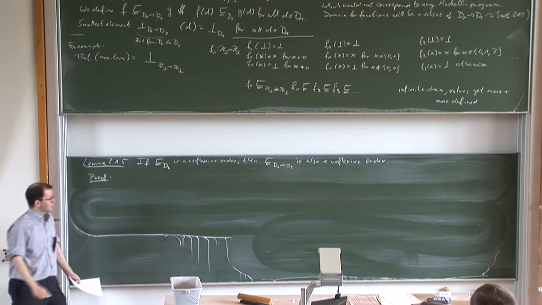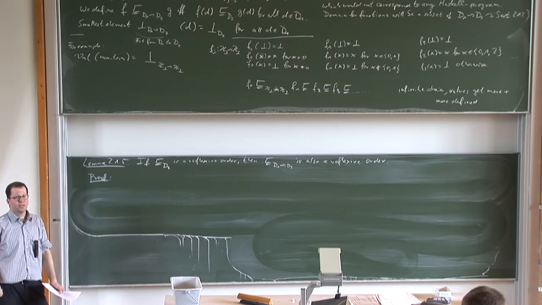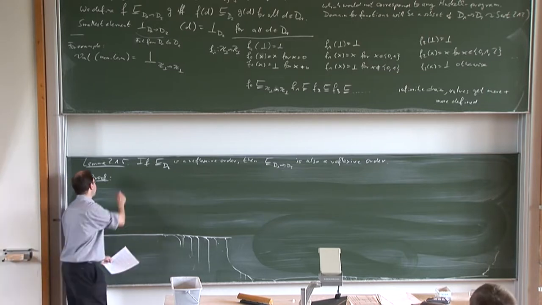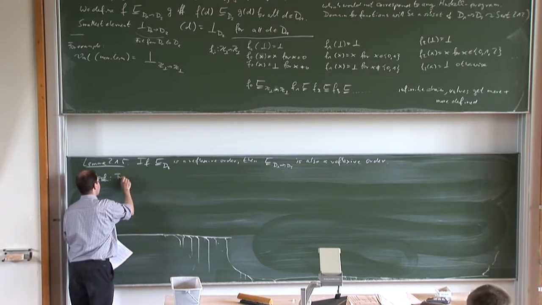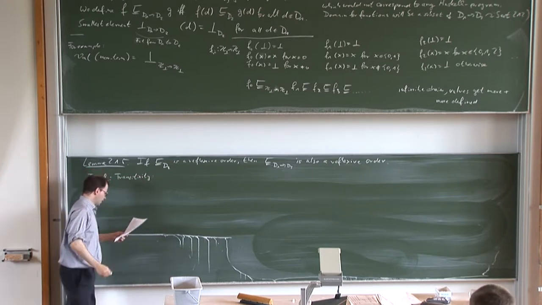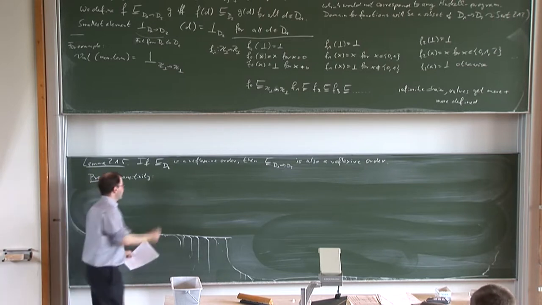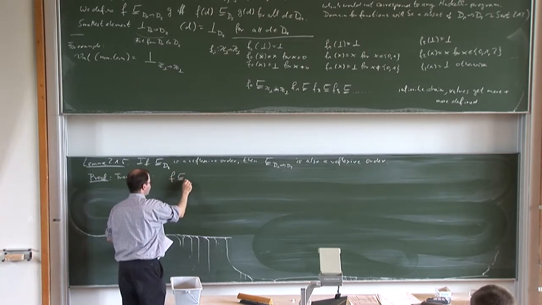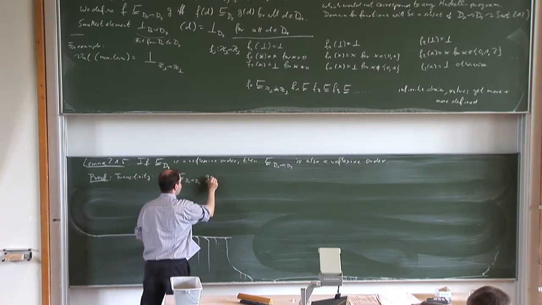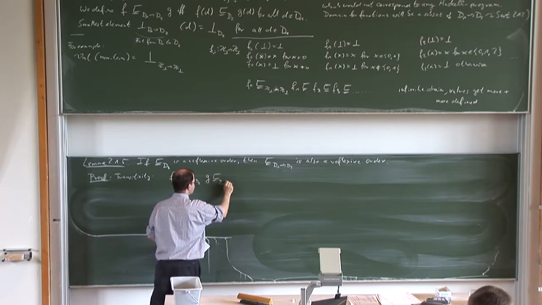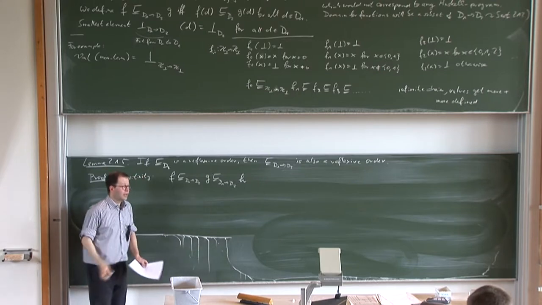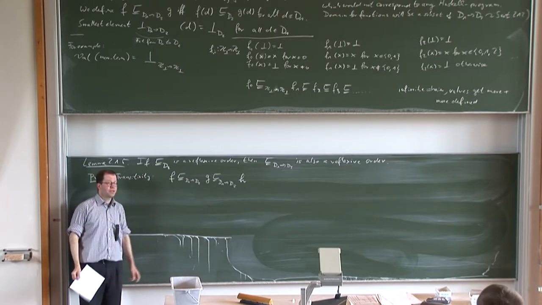So one has to prove three things: reflexivity, transitivity, and antisymmetry. I will only prove transitivity, the rest is the same. Now transitivity means the following thing. Assume we have f is a function from D1 to D2. F is less defined or equal than G, and G is less defined or equal than H. And now the goal is to show that then F is less defined or equal than H.